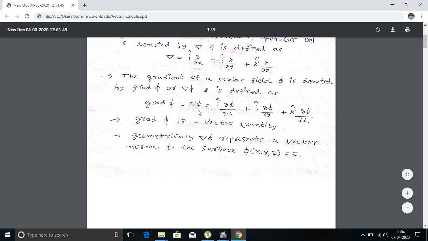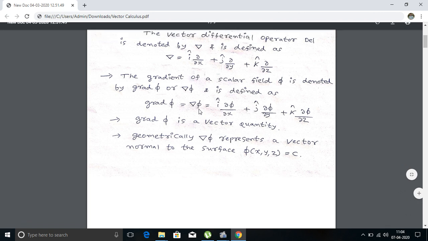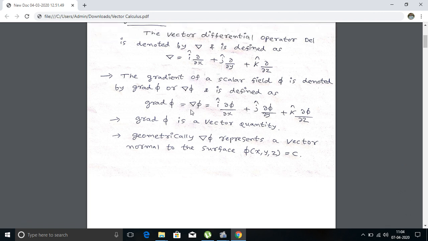Here you have to note that phi is a scalar field. So the gradient of phi is defined by i del phi by del x plus j del phi by del y plus k del phi by del z. We can say that gradient is an operator which converts scalar into vector. Here you can see we have applied gradient over the scalar field phi. Phi is a scalar, and our answer is in terms of a vector. So grad phi is a vector quantity.